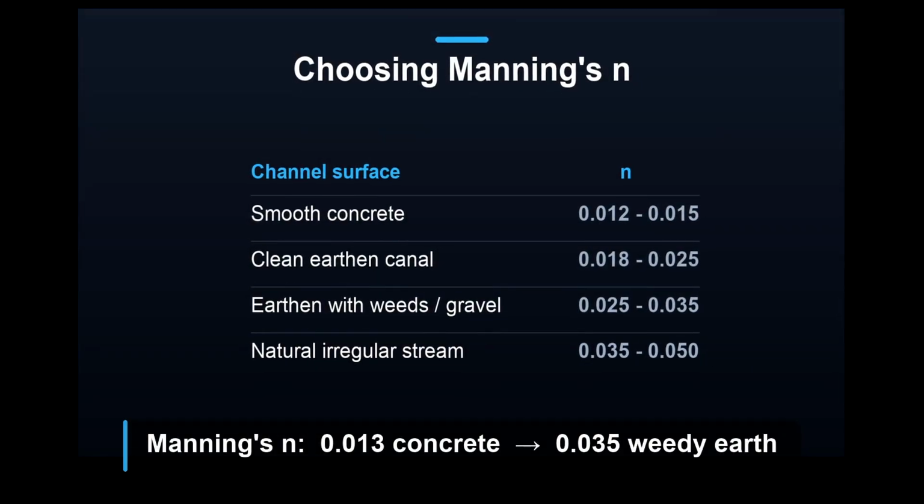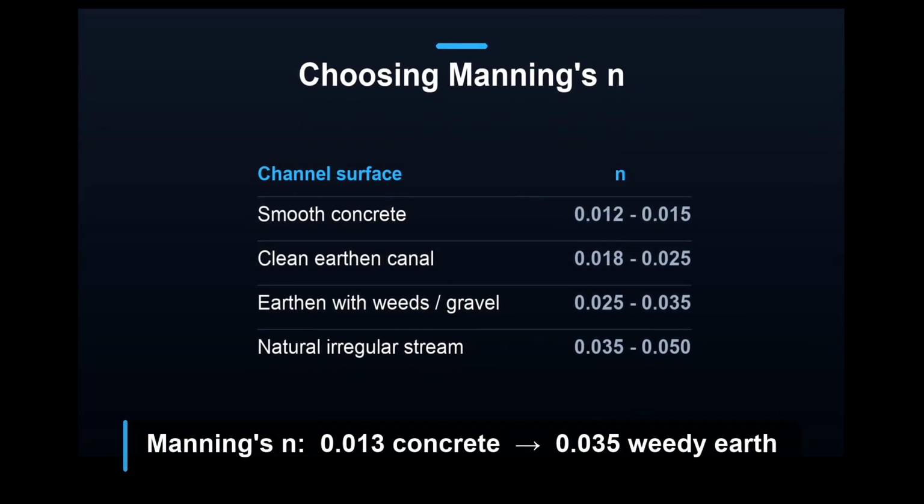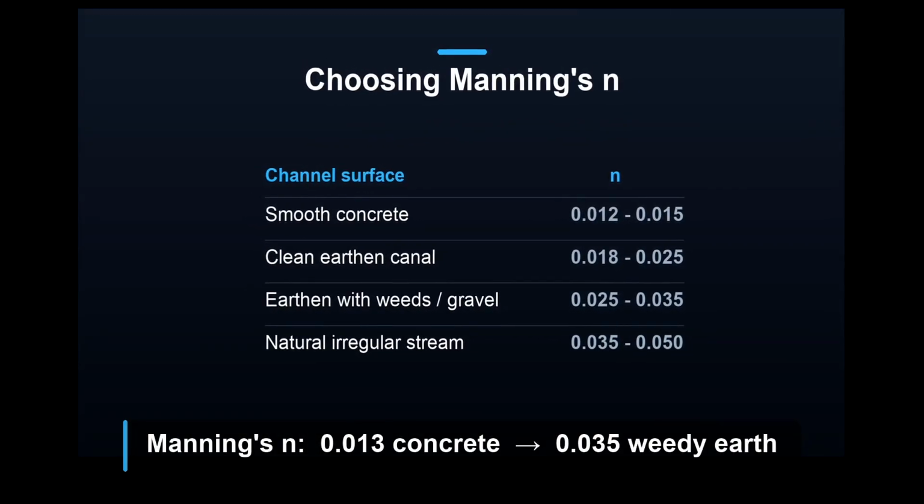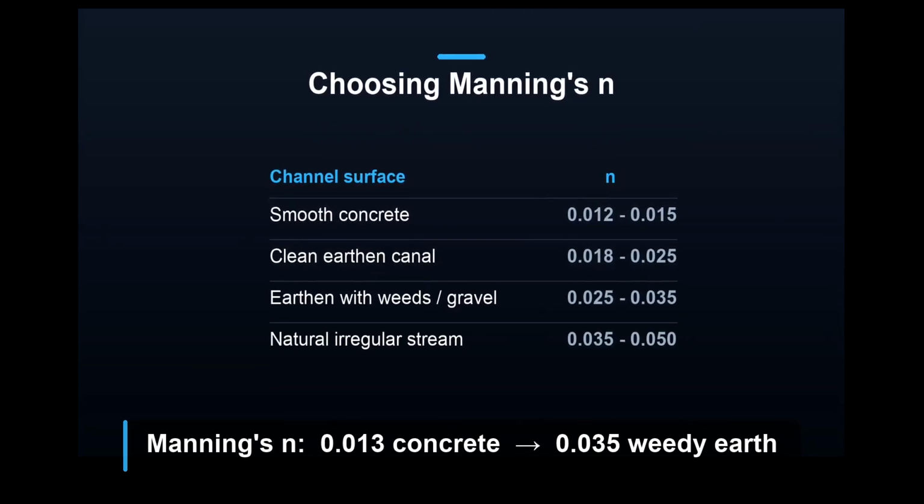That roughness value matters. Smooth concrete sits around 0.013, a clean earthen canal closer to 0.02. Let weeds and gravel creep in and it climbs towards 0.035. Choose N carefully because it drives the whole result.